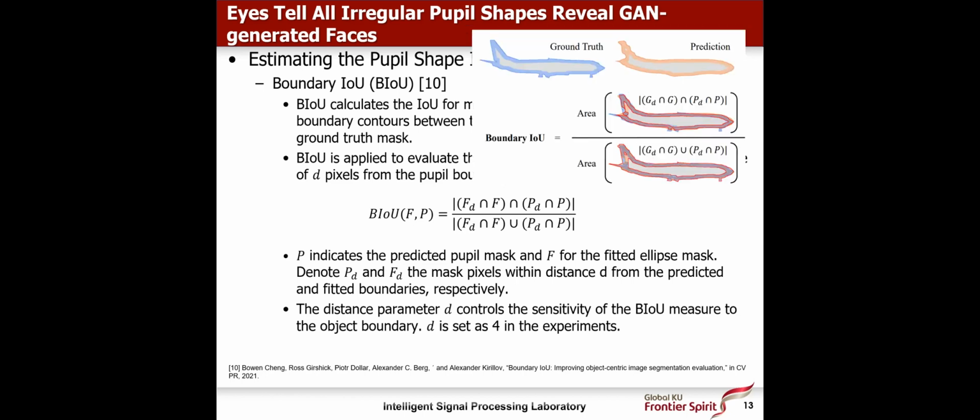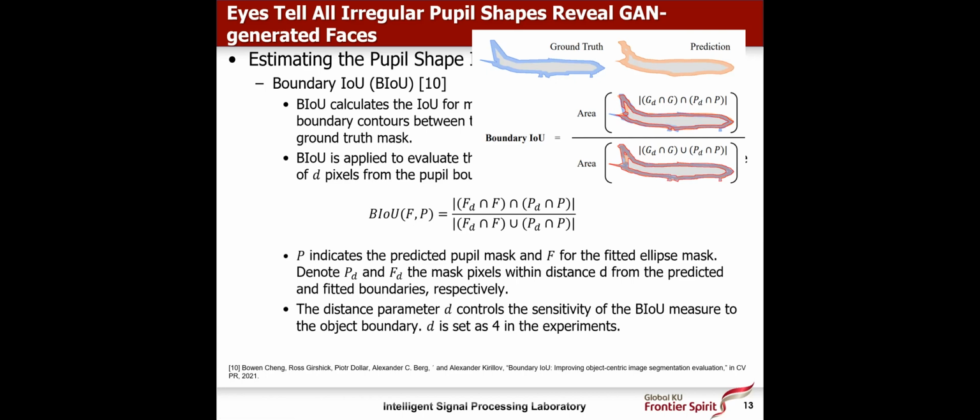So for this metric, it evaluates the two kinds of boundary regions. First of all, we have the ground truth here. The ground truth here is an airplane. We also have the prediction here. The boundary IOU metric wants to evaluate the similarities between these two segmentation masks.